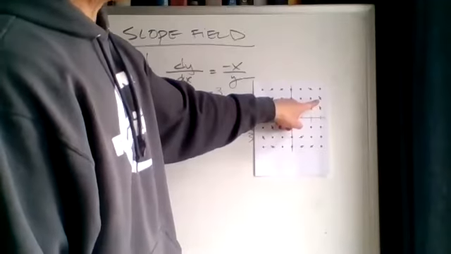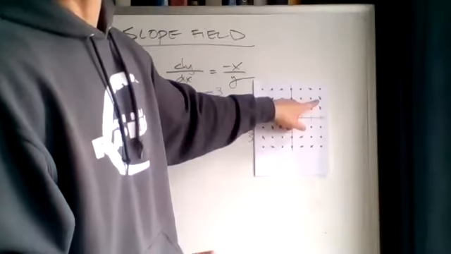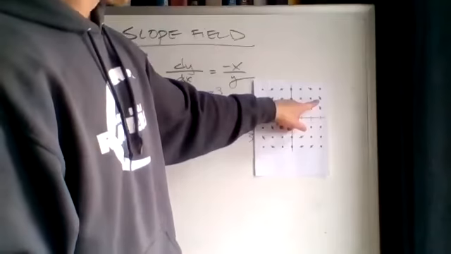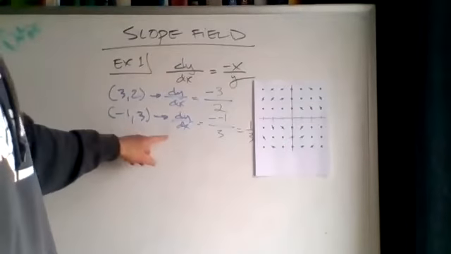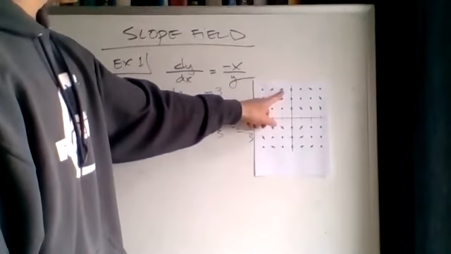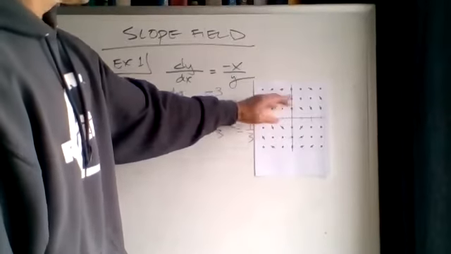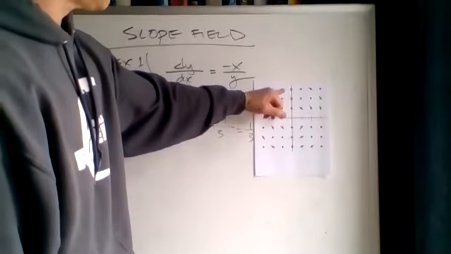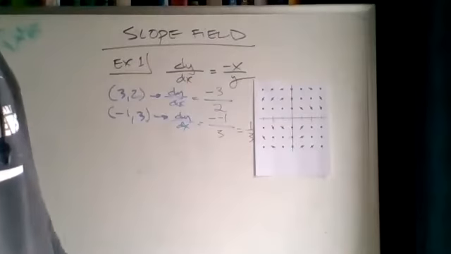This little one right here. You can see this is in your book as well. The point (-1, 3) has a slope of 1/3. You see that? So this little whisker here has a slope of 1/3.